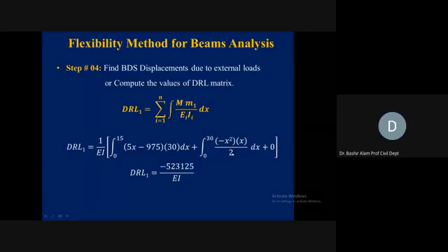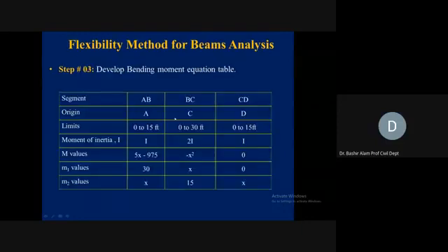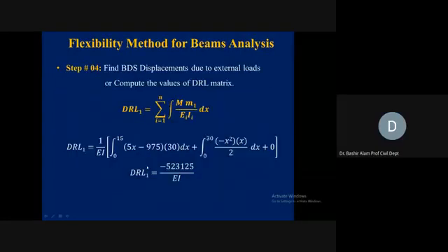The 2 is coming because I was actually 2I, so we took EI common now. Plus 0 for member 3. Why is it 0? Member 3 is here, so 0 times 0 is 0, and that is why we are writing 0 there. Minus x square times x, and this is this. Now find the product, put the limits in, and we are getting this number. DRL1 is equal to minus 523,125 divided by EI.